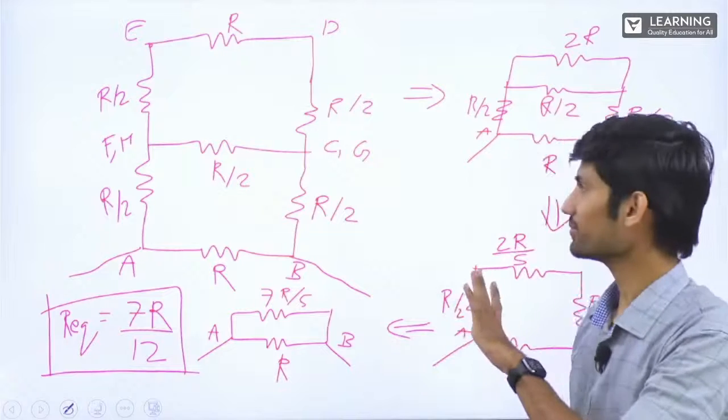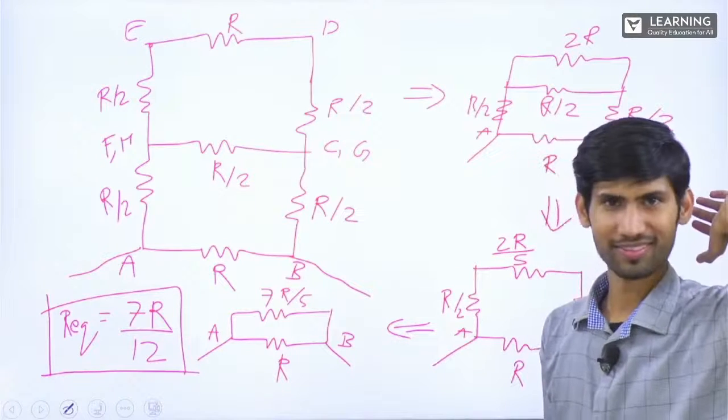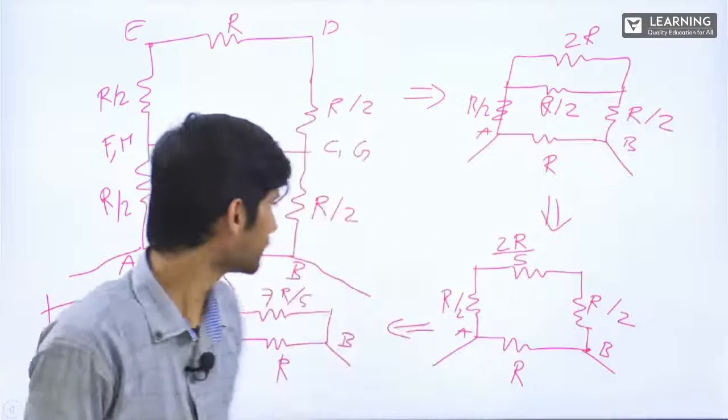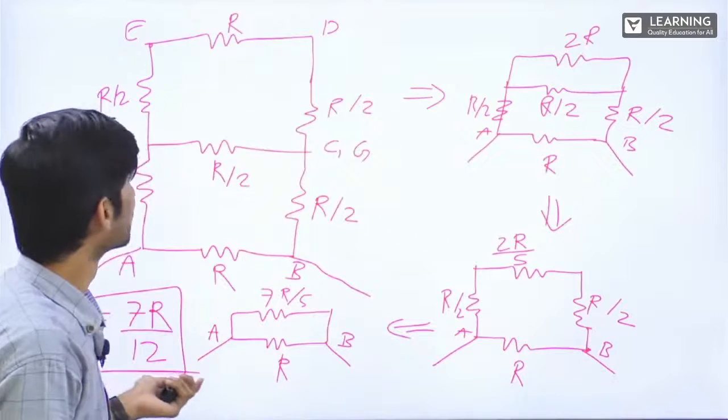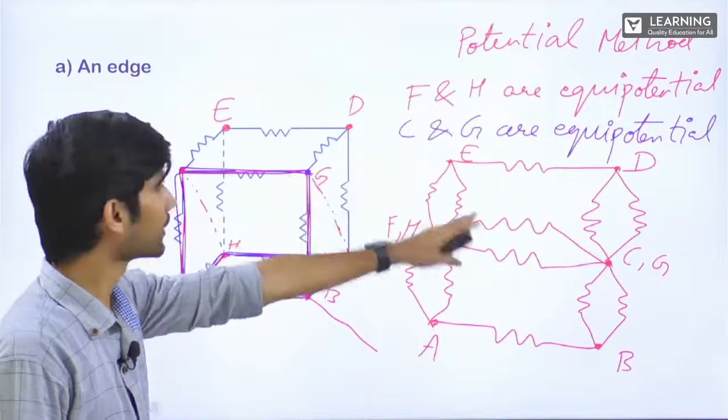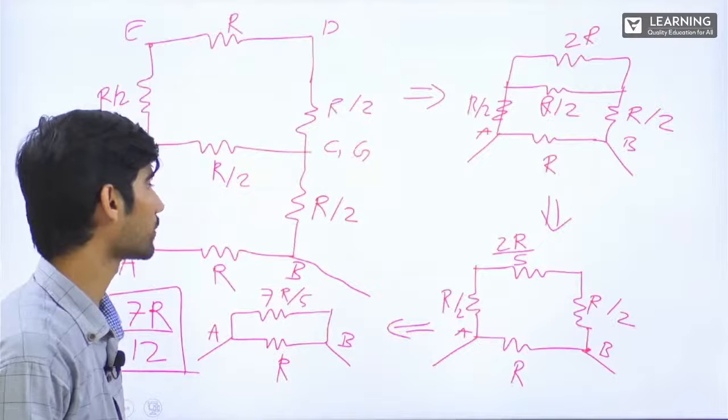Understood? No doubts? It's an easy question. You'll get it by practice, all right? So first, find the equipotential points, make an equivalent circuit, and then solve it.